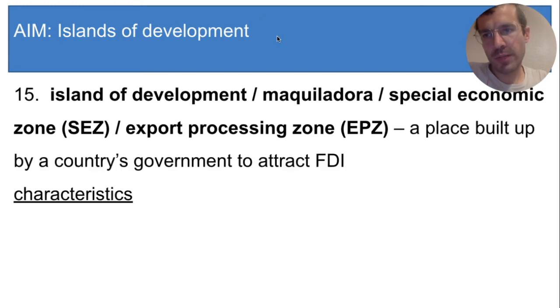So what all of these terms mean is a special part of a country that is built up by the government in order to attract foreign direct investment. Let's look at some characteristics of these special areas.